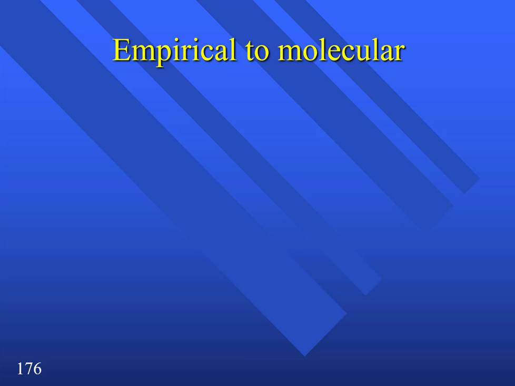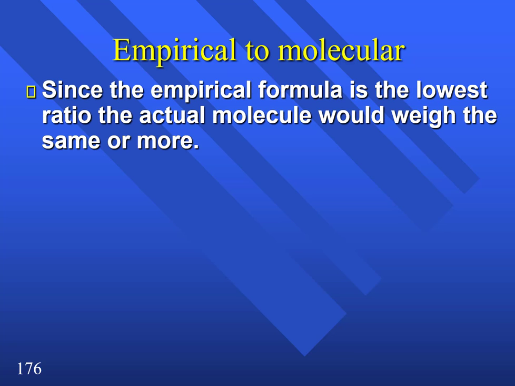So the molecular formula is either the same or some multiple of it, right? So it's either the same, or it's going to be twice as heavy, or 3 times as heavy, or 4 times as heavy. The real molecule has to weigh what the lowest ratio weighs, or it has to weigh more. Because if it's the lowest ratio, the real thing weighs that much or more. Seem reasonable? So the lowest ratio is the lowest it could weigh.